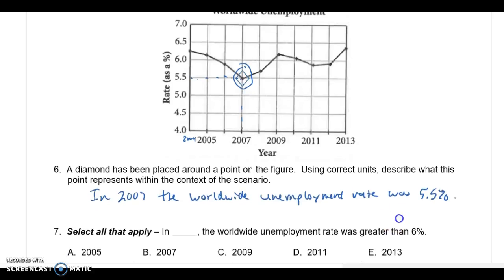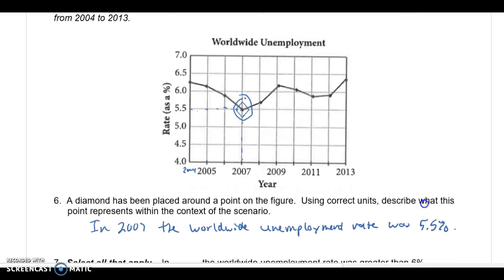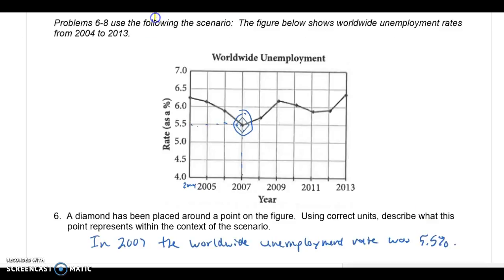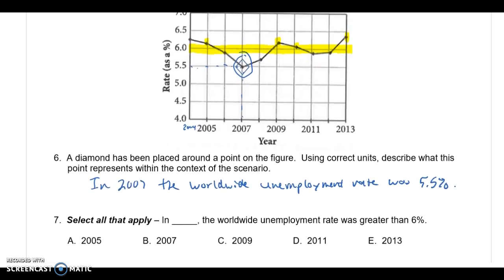Question 7, select out of the pie in blank. The worldwide unemployment rate was greater than 6%. So we're going to use that cutoff line here of 6%. Anything above that, we're going to count. It looks like we have one right here, 2005, and 2009, 2010, and 2013. So let's see which one of those are choices here. 2005, there's one of them. 2009, 11 is below, 13 is above. So those are the ones that, of the choices we have, were at an unemployment rate greater than 6%.